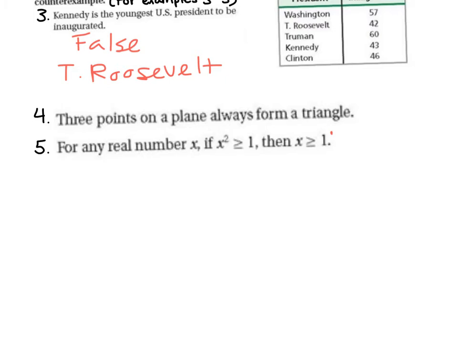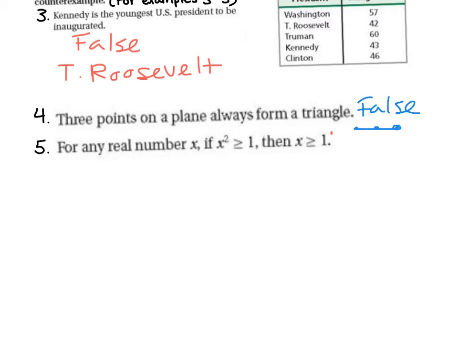Let's look at number 4. 3 points on a plane always form a triangle. Is this true or false? False. Why is it false? What would our counterexample be? So our counterexample would be collinear points. Remember, a counterexample could be a picture, a number, a statement, a name, anything. Something that proves the conjecture to be false.